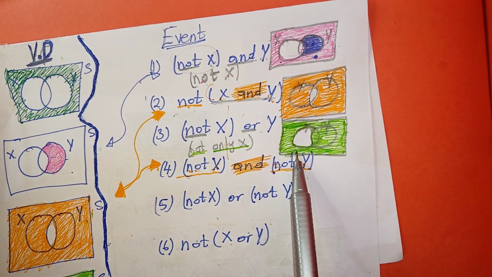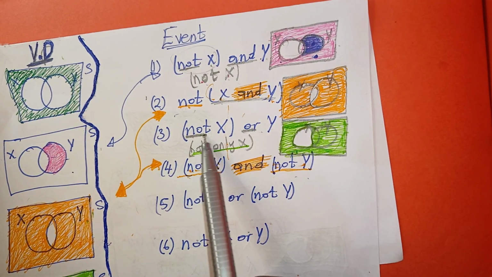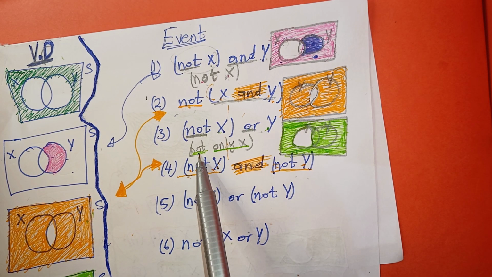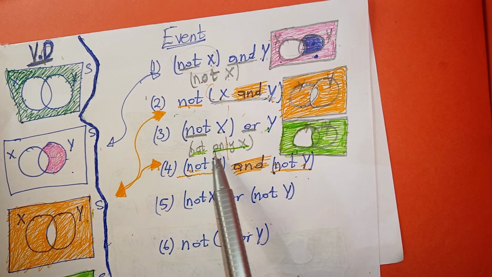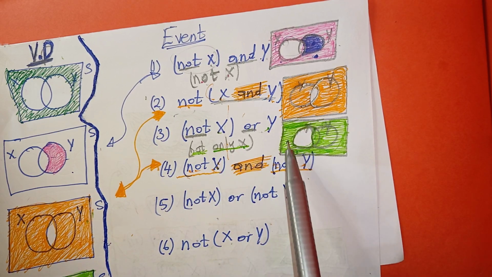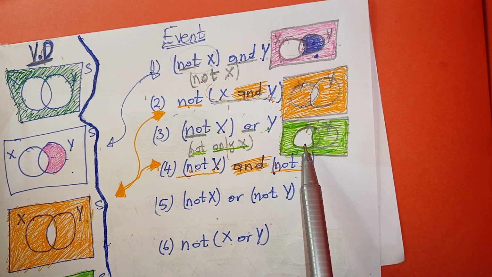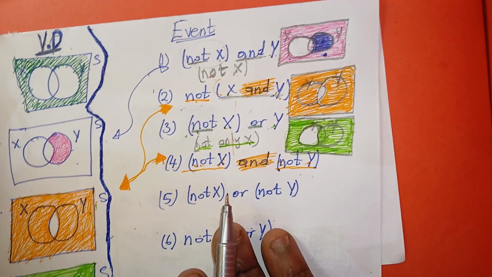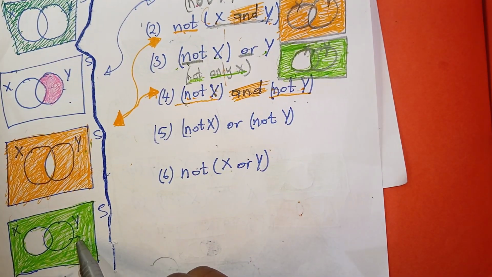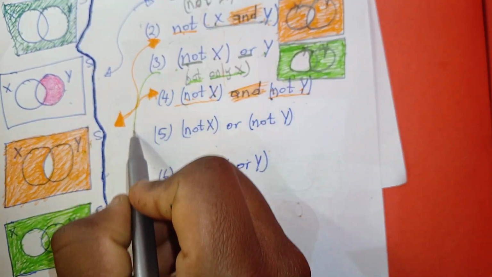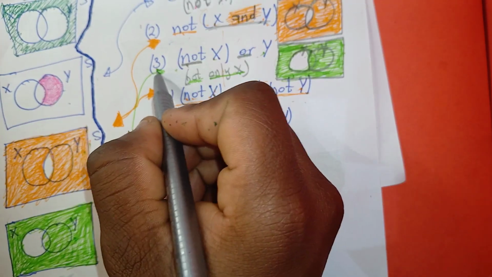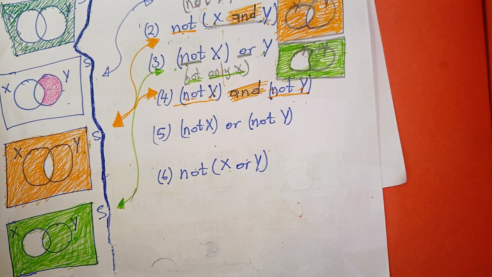So do you see, guys? When I say not x or y, here I'm saying not only x. So when I say not only x, it's what is outside from only x. Do you understand? If you match this thing, it matches with this one. Both of them are the same.